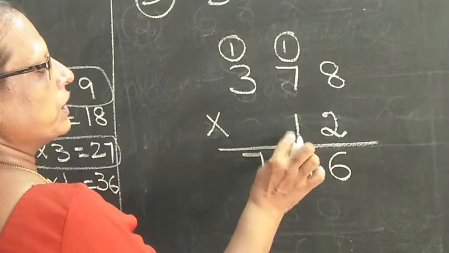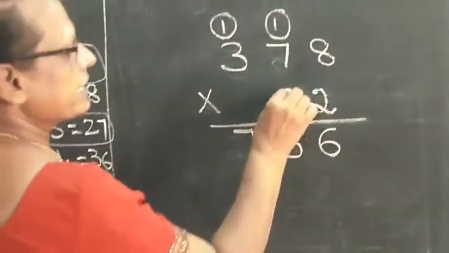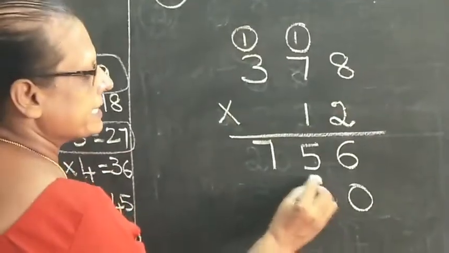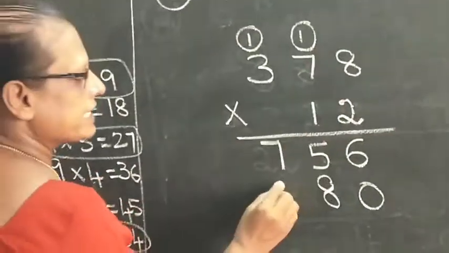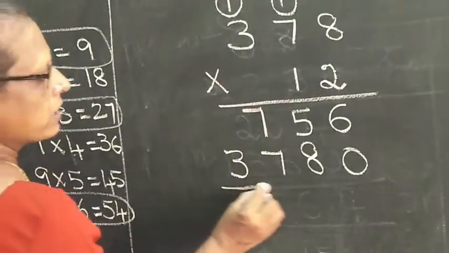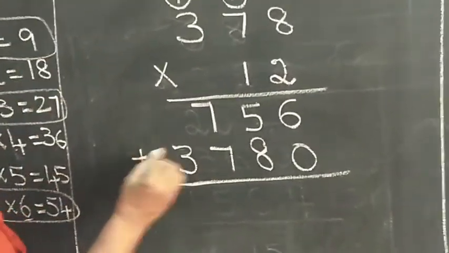And then coming to the tens column, see, the tens digit 1 is there. So what you have to do? You have to add 1 0. 1 8 is 8. 1 7 is 7. And 1 3 is 3. Okay, children?